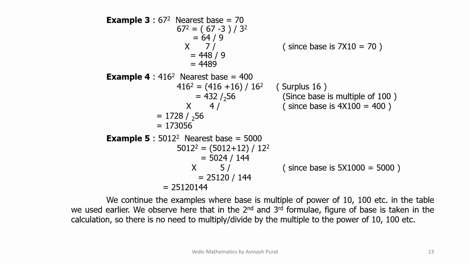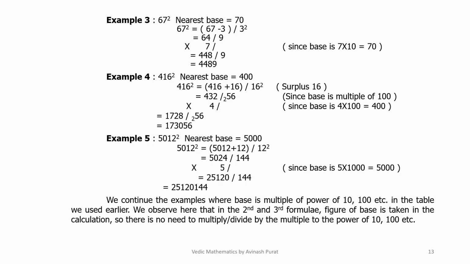Fourth example, 416 square. Nearest base is 400. 416 square equals 416 plus 16 stroke 16 square. Here surplus is 16. That is equal to 432 stroke 256. Since base is a multiple of 100, 56 is to be taken on the right hand side and 2 is to be taken to the left hand side. Now 432 multiplied by 4, since base is 4 into 100, that is 400. So that equals 1728 stroke 256 equal to 173056.